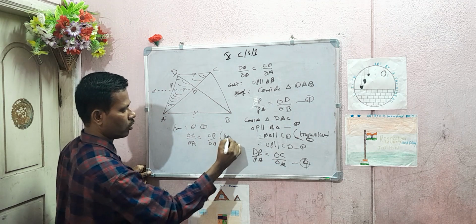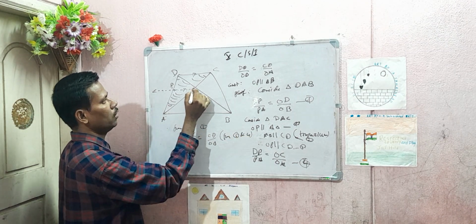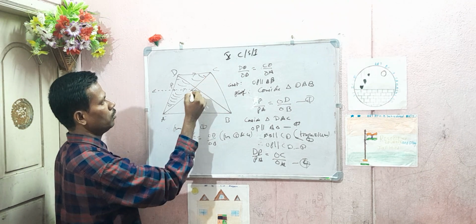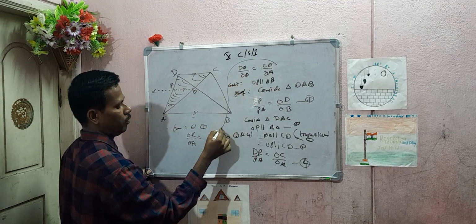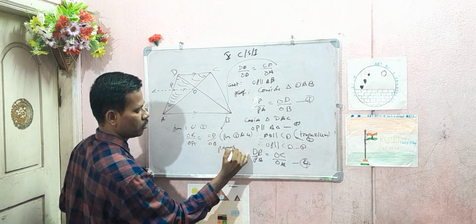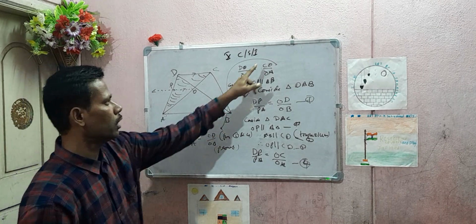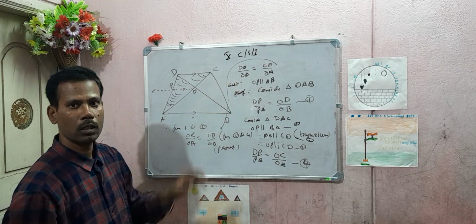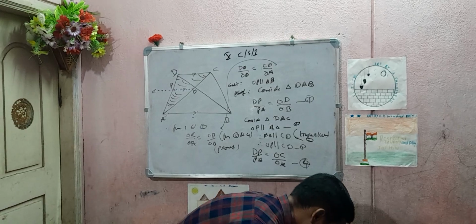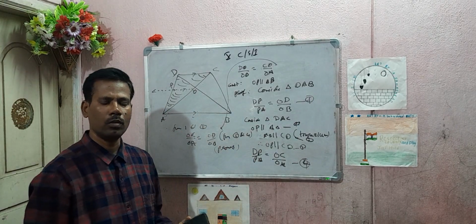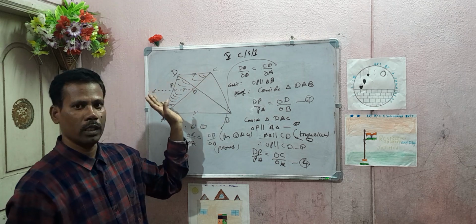From 1 and 4, OC by OA is equal to this one, already proved. See here, OC by OA is nothing but OD by OB. So this is how you have to do theoretical problems. Simple, very easy.